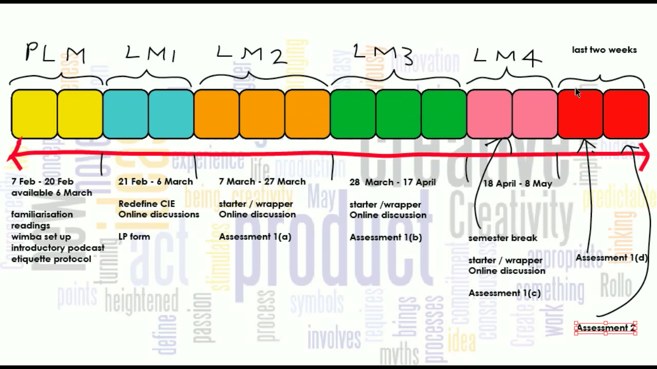And the same with assessment 1D. Okay? It looks as though there's a huge amount of assessment. If you think about it, you're only a wrapper once in learning modules 2, 3, and 4. So that is one assignment that you're responsible for writing and submitting. And then you have these 2 assignments at the end. And assessment number 2, as I just said, needs to be part of everything that you do here.